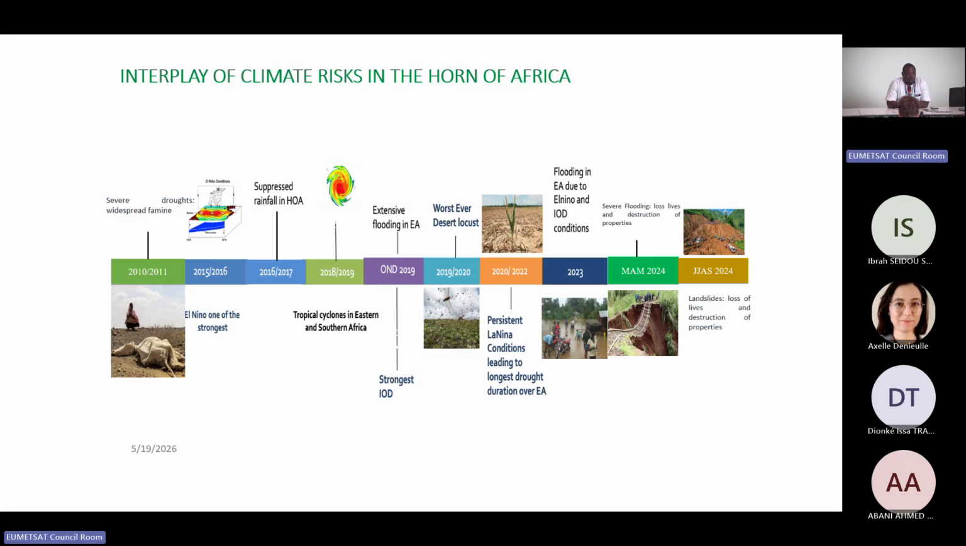For the recent two decades, there has been an interplay of climate risks in the Horn of Africa, starting with severe droughts and widespread famine, the El Nino phenomenon, and tropical cyclones. We even had a very severe desert locust infestation in 2020, and we're also experiencing severe flooding and destruction of property.